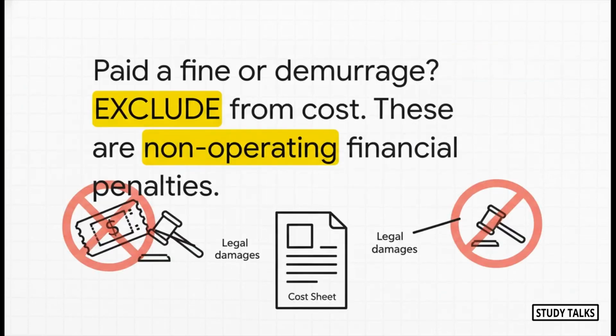Trap number 3 is an easy one to remember: penalties and fines. Did you have to pay a fine for breaking a rule? Or demurrage charges for a delay? Simple. Exclude them. These are financial penalties, not production costs. They don't belong in the cost sheet at all.